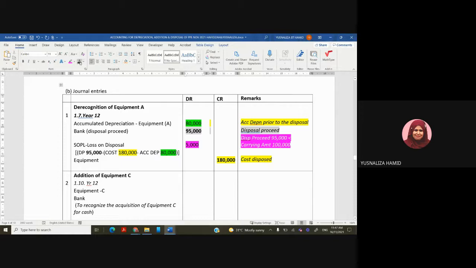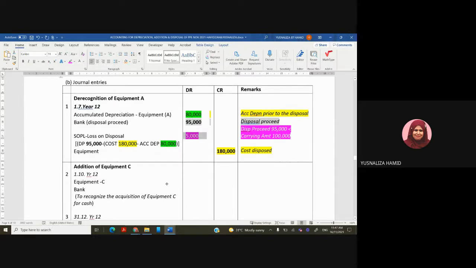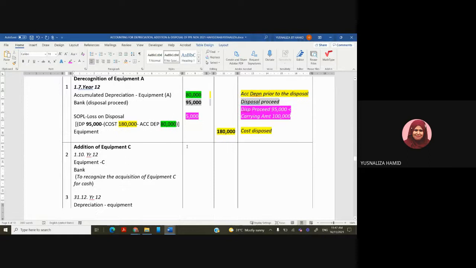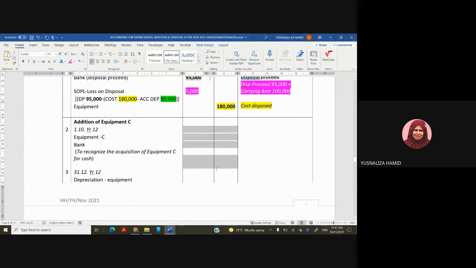Expense in the SOPL, right? So that 5,000 is an expense, so it will be shown together with the depreciation. Don't put it under other income. So done with that. The transaction here is that there is a loss. So the disposal proceed, compare it with the carrying amount. Carrying amount is 180 minus 80, so you have carrying amount 100. So the disposal proceed is less than the carrying amount, so there was a loss. Okay, the rest are the same, just like a repetition of what we did, right? For the asset that was being added, it is the same.